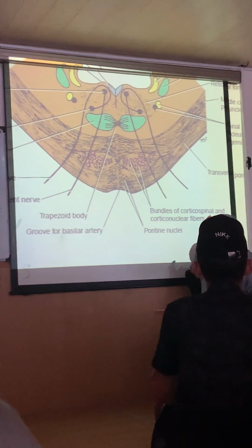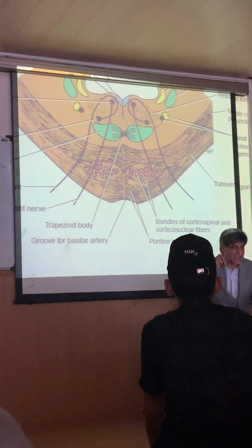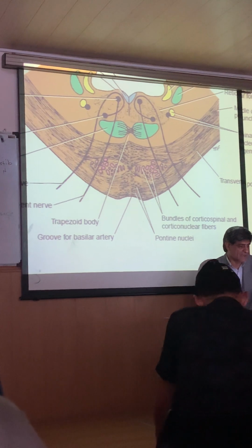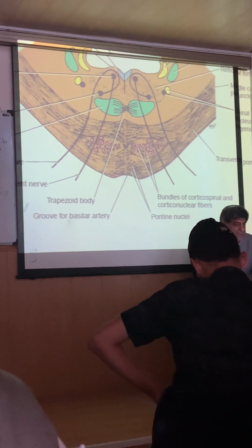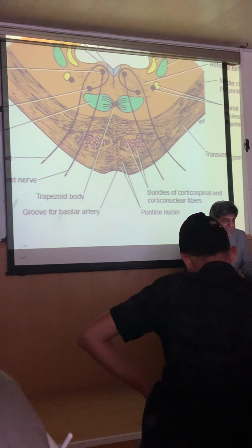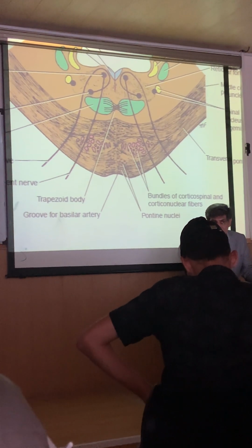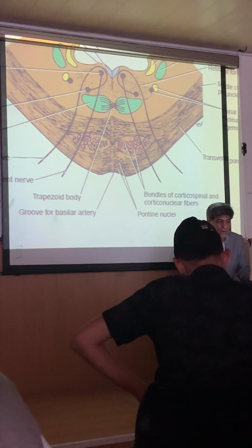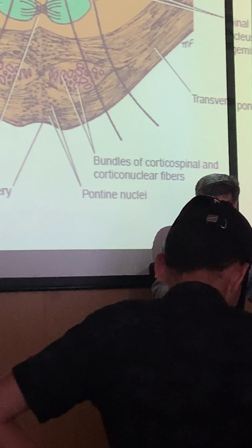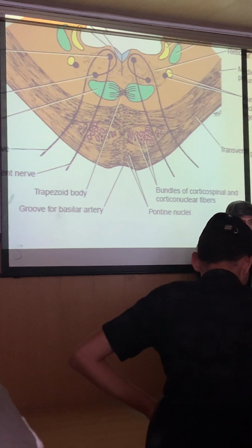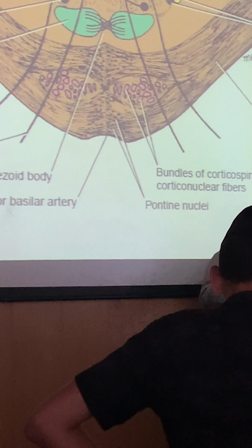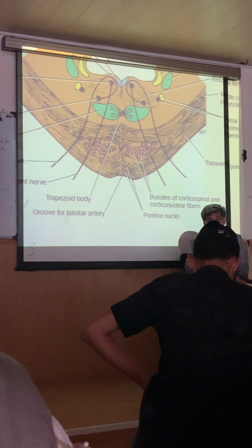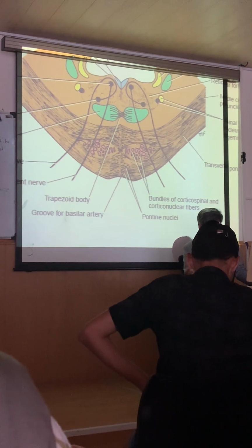Basilar part of the anterior surface of the pons contains the basilar artery, the groove for the basilar artery. Bundles of corticospinal and corticonuclear efferent fibers pass through the pons and medulla and synapse at the anterior horn of the spinal cord.